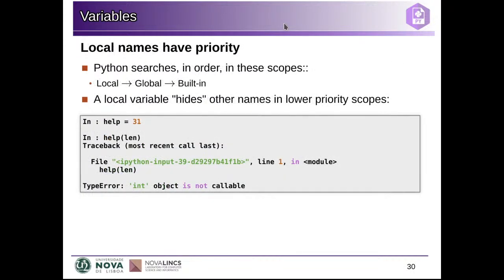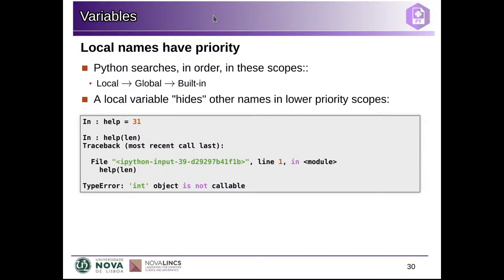Python also has a priority of looking up the names. So it's always going to start by names that are closer to the instruction that you give. We're going to see this in functions, the local scope, but the global scope is the set of names that are defined in the same source code file or the same session. And then you have the built-in scope, which is the names that Python always has defined by default.